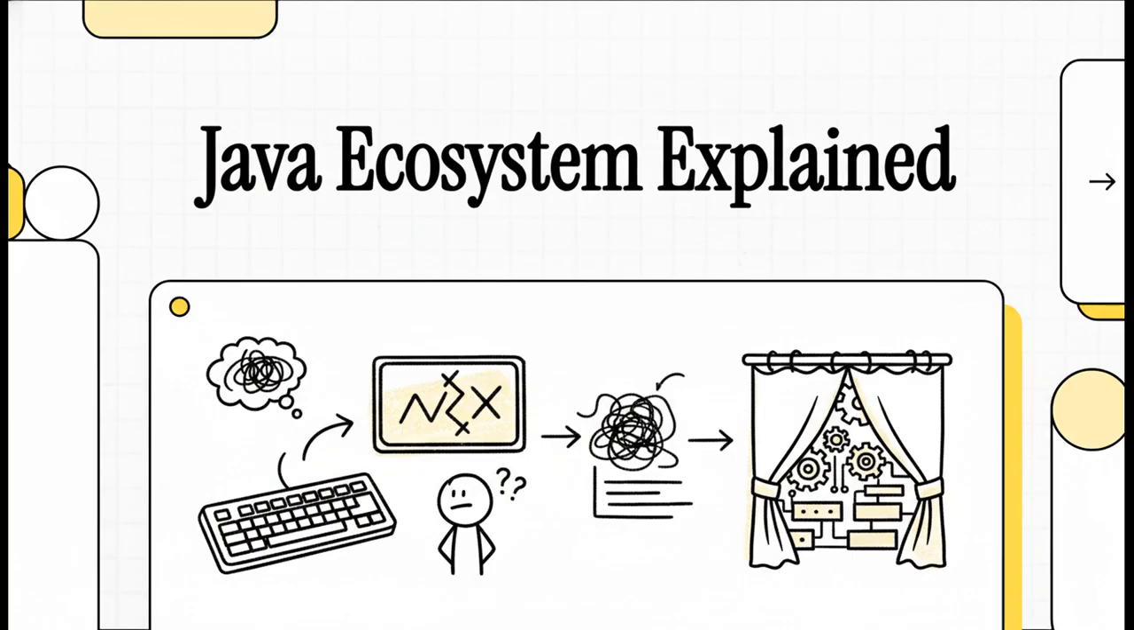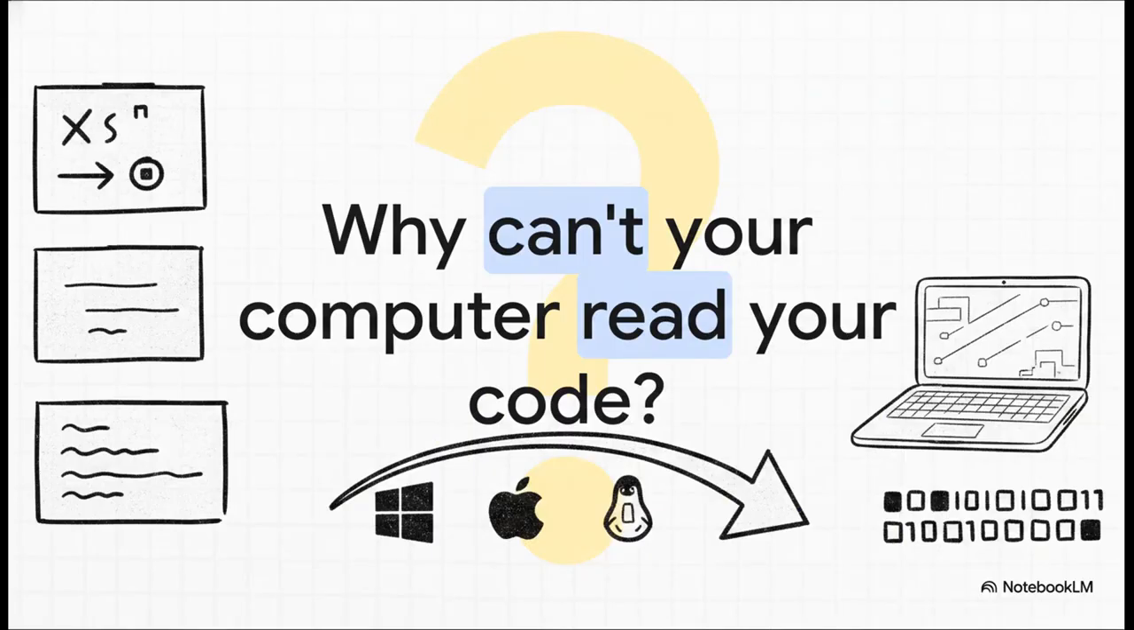So today, we're going to fix that disconnect by pulling back the curtain on one of the most powerful programming ecosystems in the world. So why can't your machine just read what you typed? I mean, think about it. When we write code, we're basically using an English-like language. We write commands like System.out.print. It makes total sense to us.